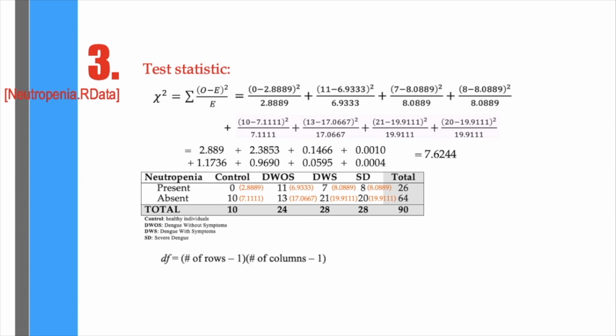Now, as for the degrees of freedom, we have the number of rows minus 1 multiplied by the number of columns minus 1. And since we have 2 rows and 4 columns here, we're going to have degrees of freedom of 2 minus 1 times 4 minus 1, which is 3.